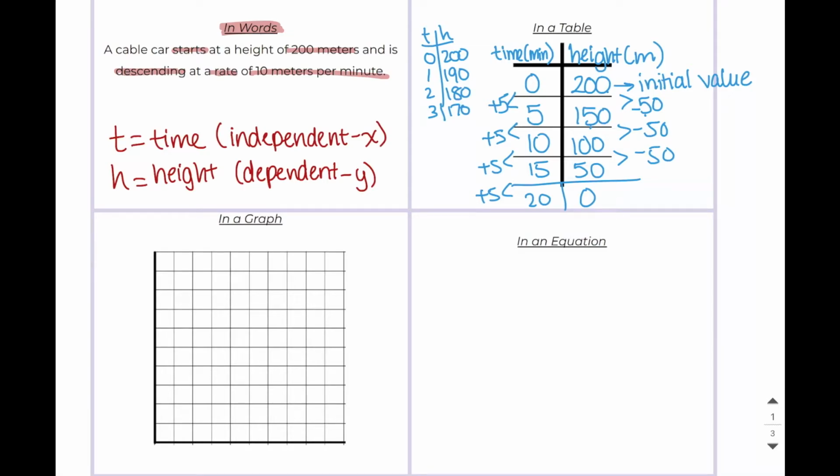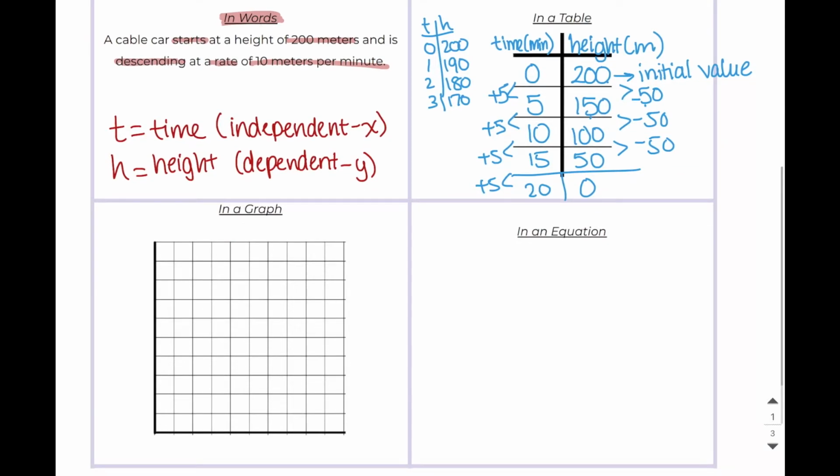Now we can use our table or our words to do our graph. So first thing on our graph, we have to label. We know that the time is going to go on our x-axis and the time is in minutes. And we know that the height is going to go on our y-axis and that the height is in meters. And then here we have 0 minutes. And I want to go to 20 minutes just to see what's going on.